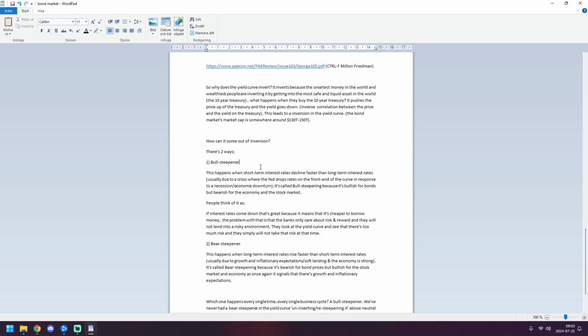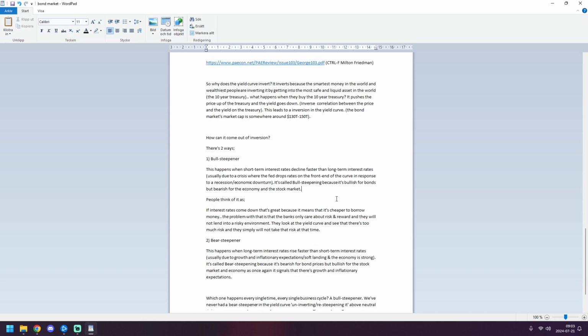This usually happens when short-term interest rates decline faster than long-term interest rates, usually due to a crisis, when the Fed drops interest rates on the front end of the yield curve in response to a recession or economic downturn, and they normally follow more specifically the two-year yield, right? Which is why we look at the 10-year, two-year spread, because the two-year yield leads Fed funds, and the Fed funds rate is the overnight lending rate. Okay. It's called bull steepening because it's bullish for bonds but bearish for the economy and the stock market.